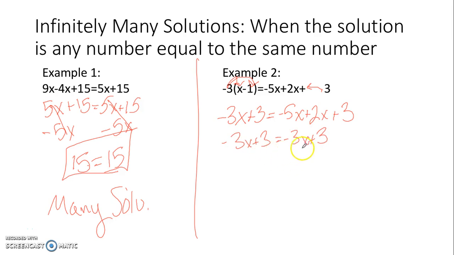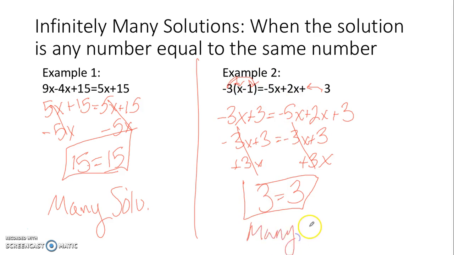We're going to get the variables on one side, so the opposite of negative is positive, so we're adding 3x to both sides. These cancel out, so we have 3 is equal to 3. Because they're equal, and you can plug in any number up here and you would get an equal solution, we would say that there are infinitely many solutions. Sometimes you might see somebody use the infinity sign. It doesn't matter what number you choose, you're going to have an equal equation at the end.